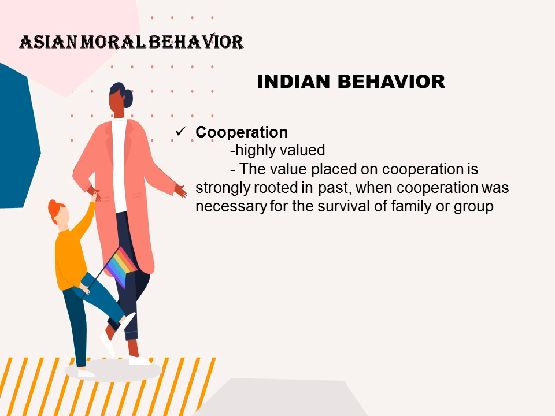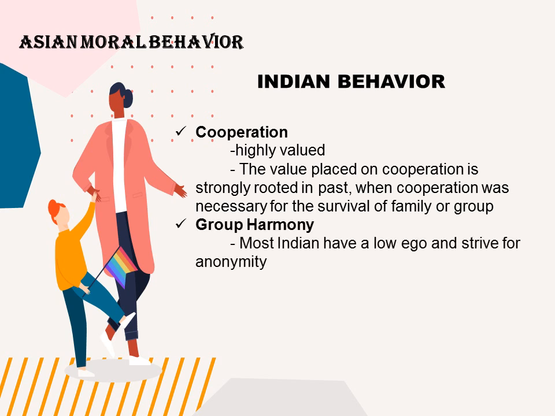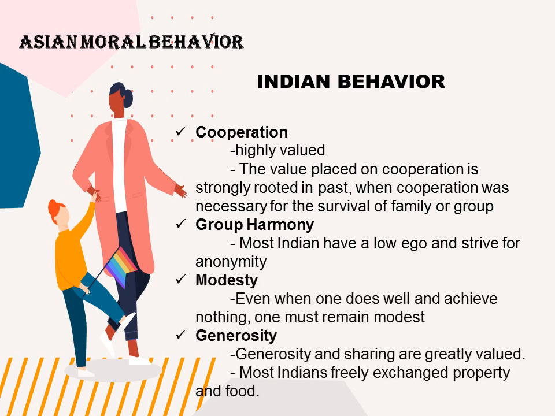The value placed on cooperation is strongly rooted in the past, when cooperation was necessary for the survival of family or group. When it comes to group harmony, most Indians have a low ego and strive for anonymity. They stress the importance of personal relationships, or what we call social harmony, rather than task orientation. The needs of the group are considered over those of the individual. We also have modesty and generosity.